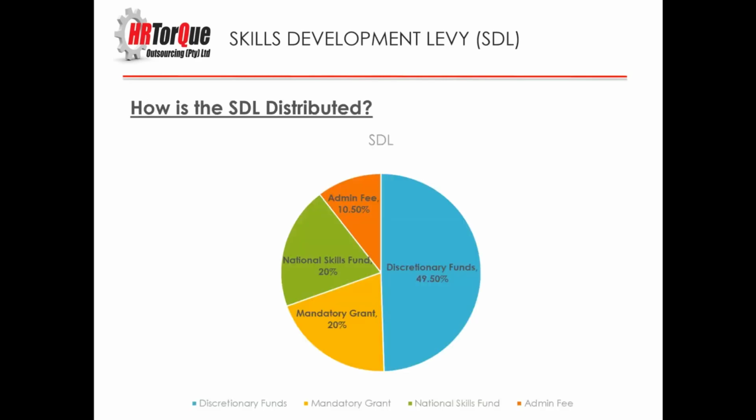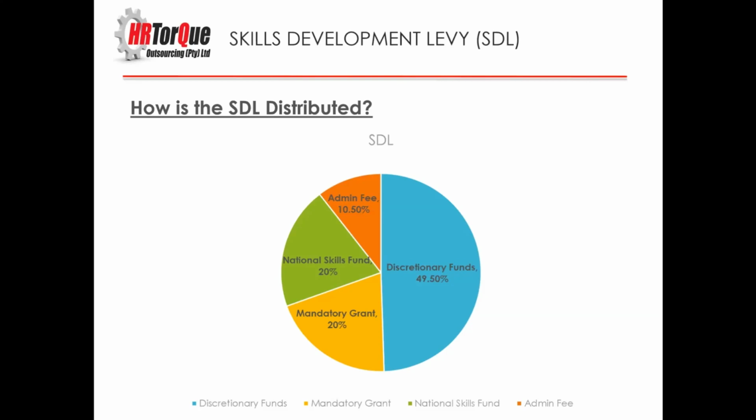Okay, so when we're having a look at the 1% that every single employer over the 500,000 is required to pay, this is how that 1% is distributed. 10.5% of it is given to an admin fee. The National Skills Fund, remembering when we spoke about it earlier, we've looked at learnerships, ABET, the NSFAS, a fund where they're paying for students who can go and study, gets 20% of the 1%.